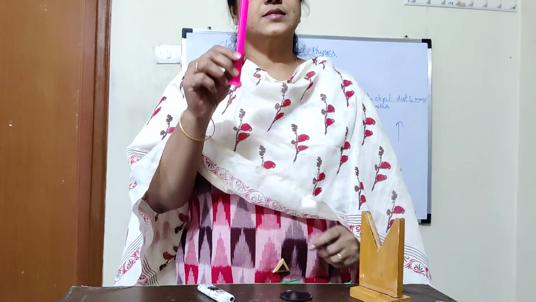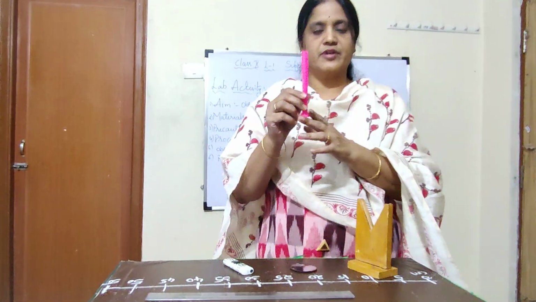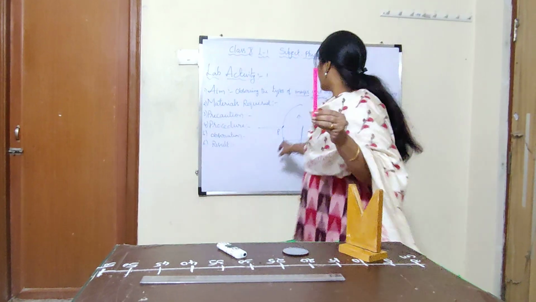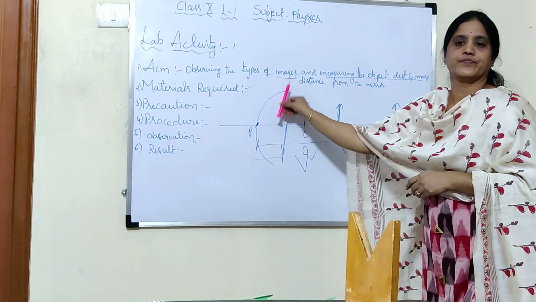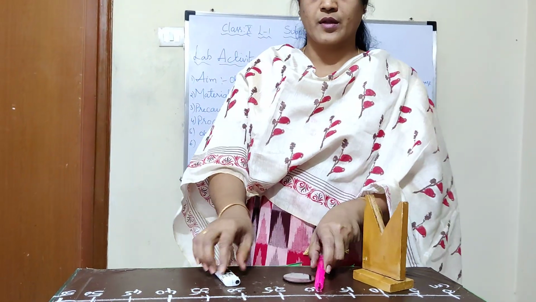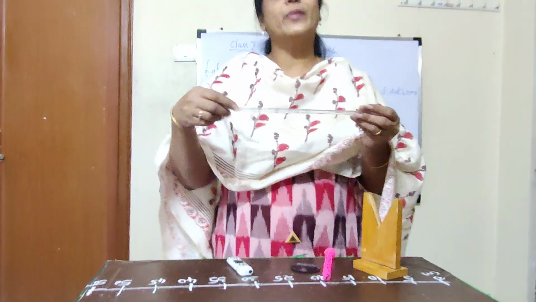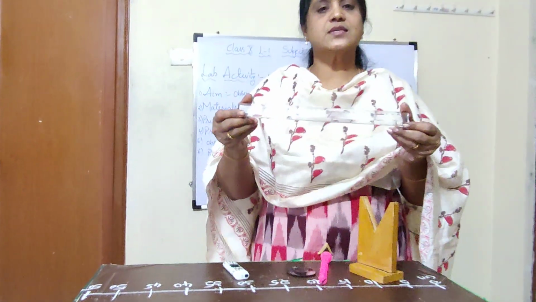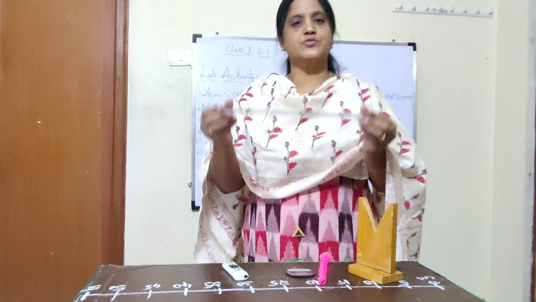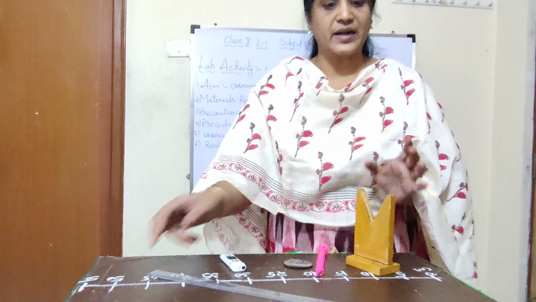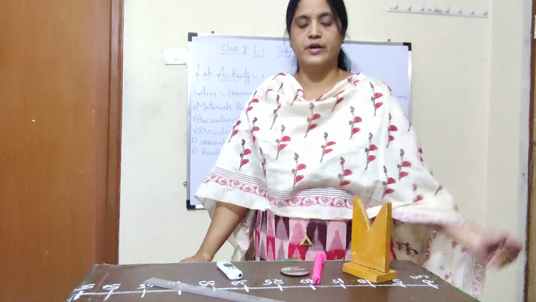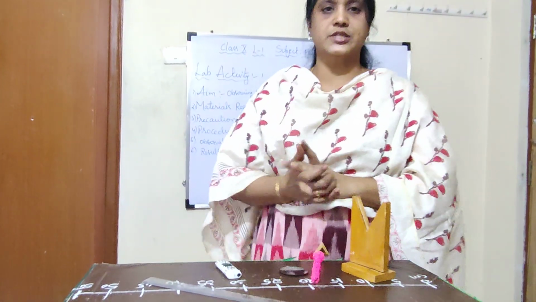Next, this is the candle. This is the object we have to place in front of a concave mirror at different places like this. Next, scale. To measure the image distance and the object distance, we have to measure with the help of this scale. So these are the materials required to do this lab activity. Now we'll start with the procedure.